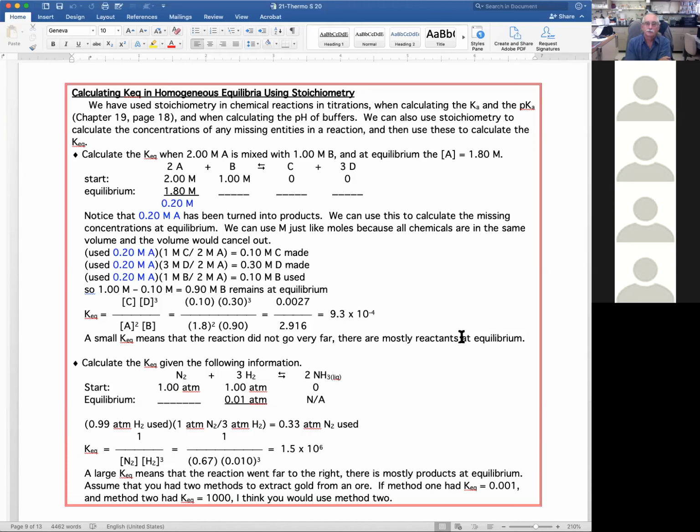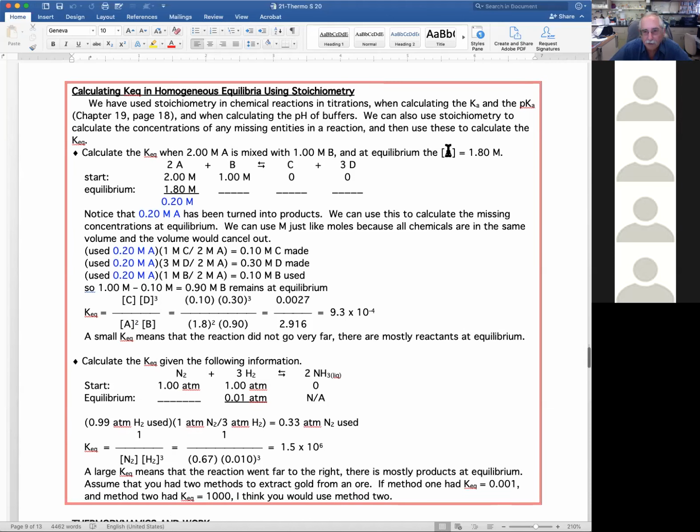So calculate the equilibrium constant when 2 moles of A is mixed with 1 mole of B, and at equilibrium, here's the concentration of A. Given only one concentration at equilibrium, I can figure out the concentration of the other entities. So I started off making a 2 moles per liter solution. At equilibrium, it's only 1.8 moles per liter. That means that 0.2 moles per liter went that way.